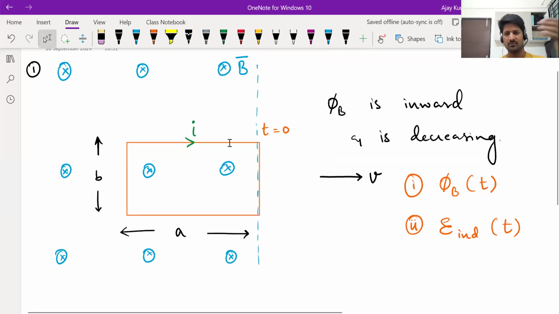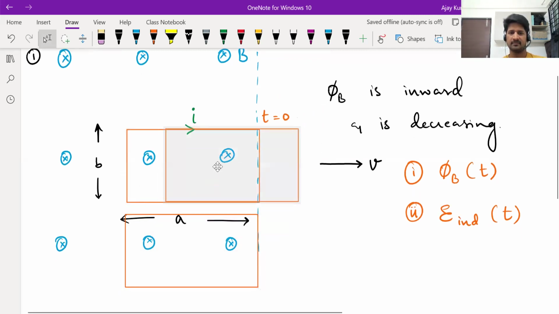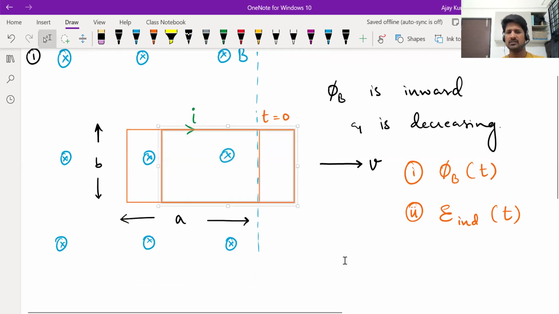An object moving with a speed v covers how much distance in a time t? One of you tell me how distance, speed and time are related. So distance will be speed into time. So if it is moving with a speed v, how much distance will it cover in a time t? V into t. Okay, speed into time.